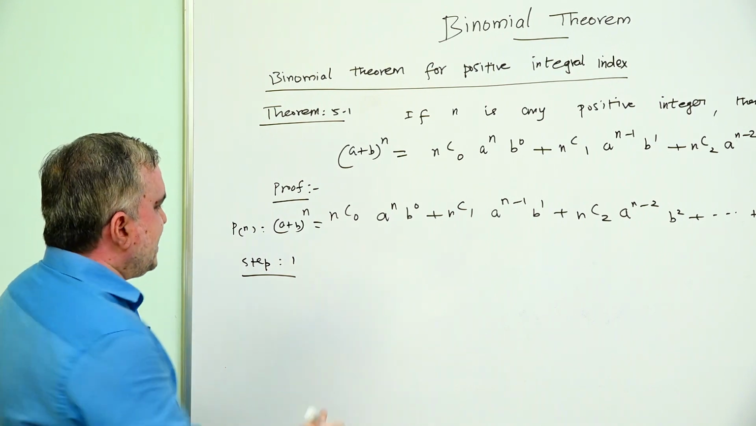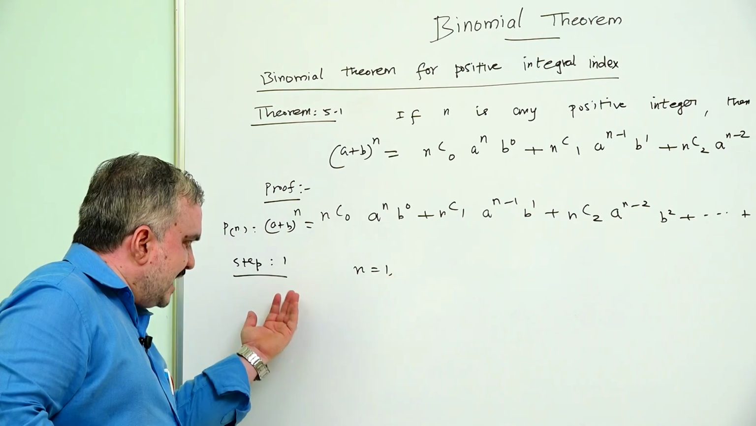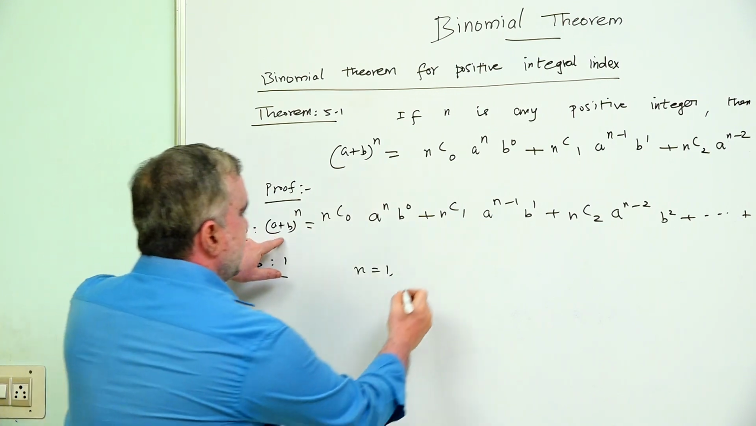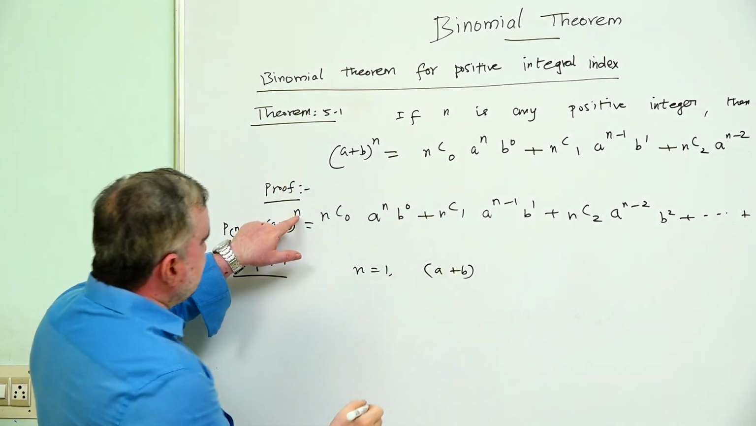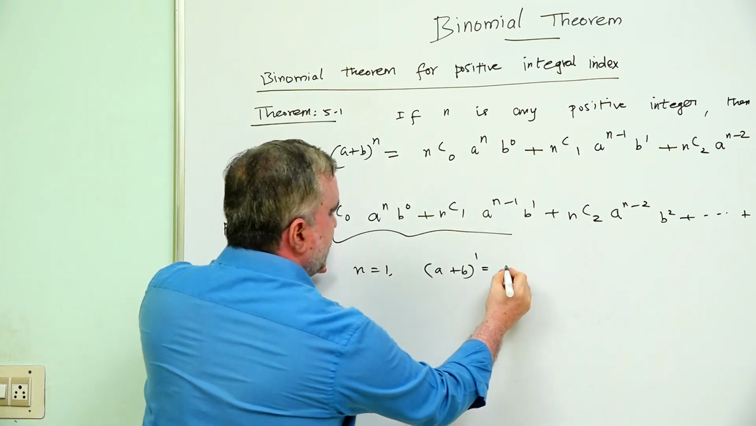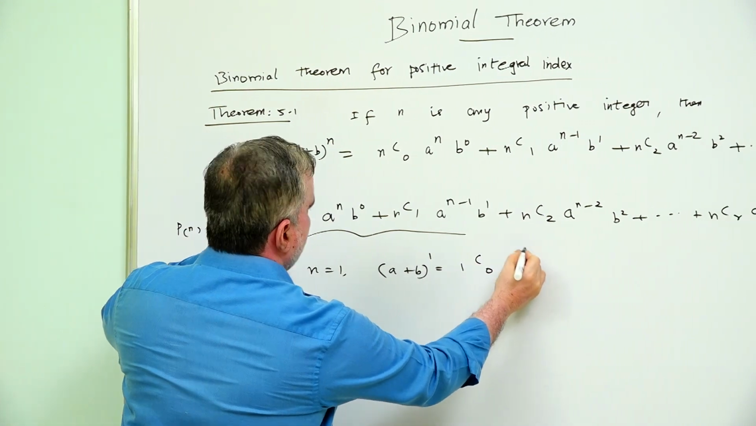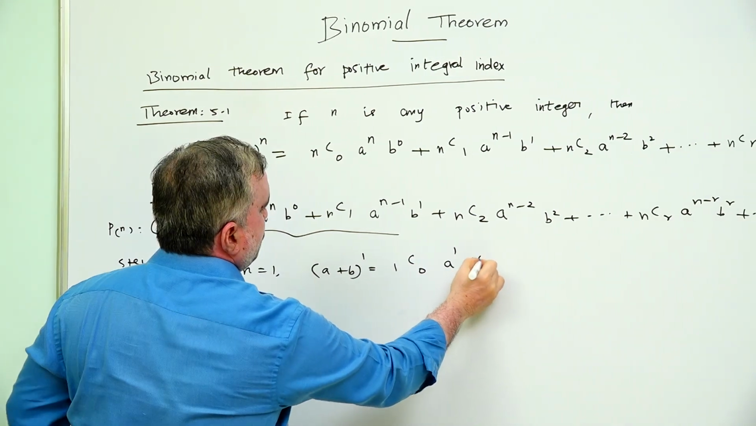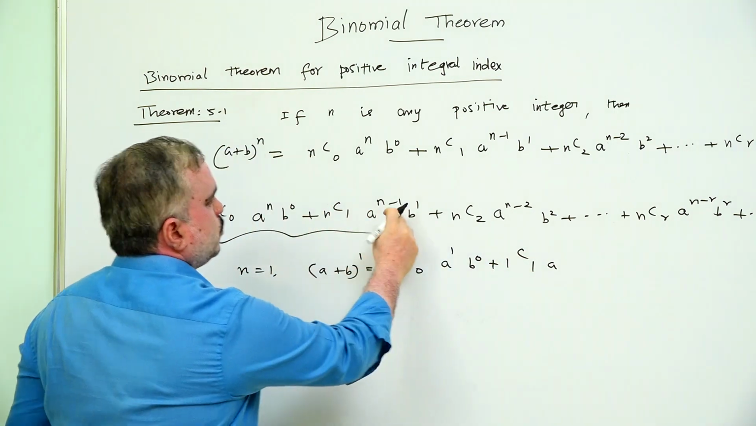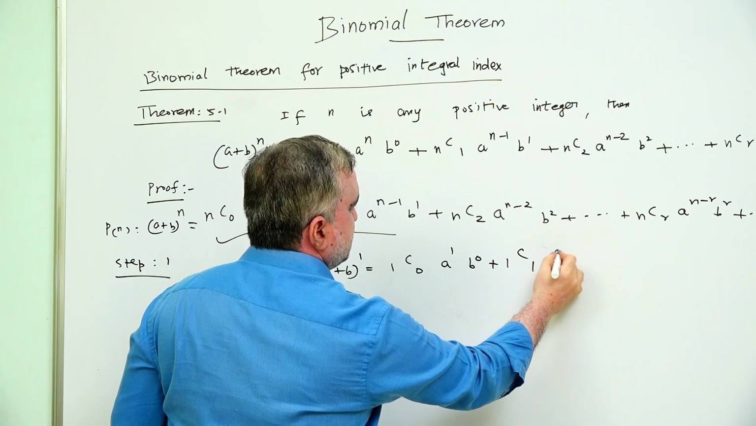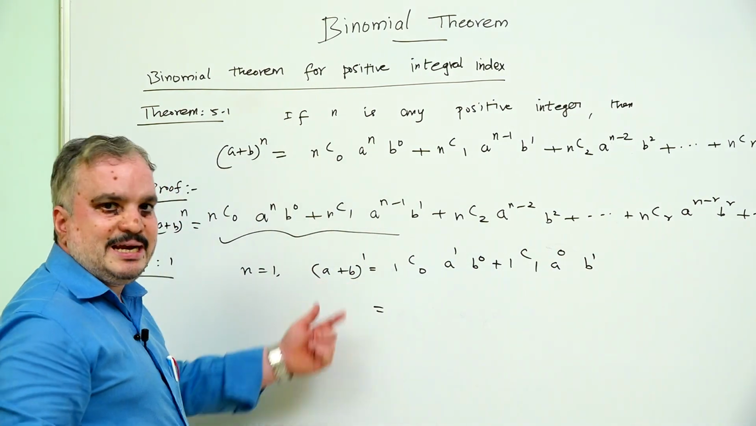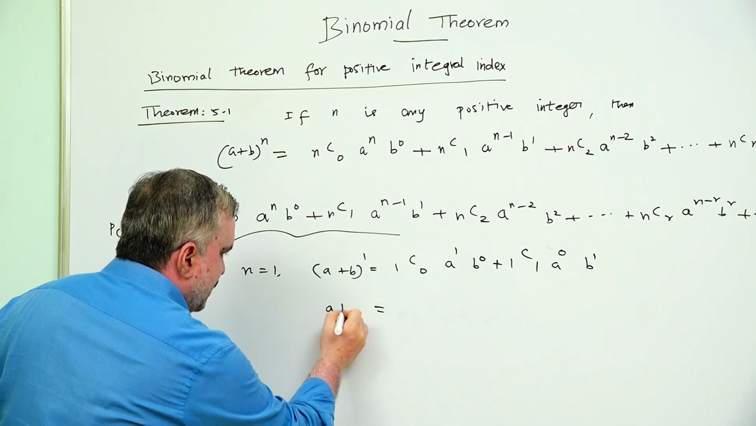First put n equal to 1. LHS of statement P(1), RHS of statement P(1), we check (a + b). On the left side we put n equal to 1. Here on the right side we put n equal to 1: 1C0 a^1 b^0, then 1C1 a^(1-1), that is a^0, b^1. The left side (a + b)^1, we get a + b.